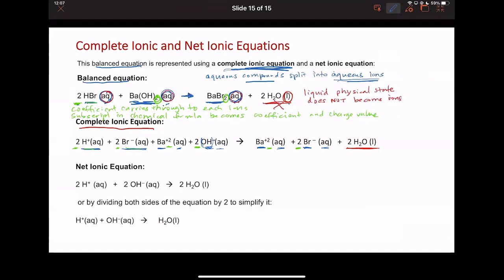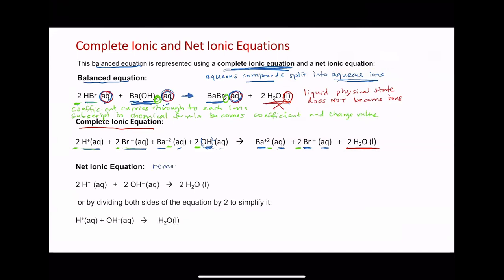Now, the net ionic equation is removing any spectator ions. So a spectator ion is the same on both sides. So that's both the reactant and product sides. And when I say same, it means exactly the same. You have to have the same chemical symbol. It has to have the same charge value. It has to have the same physical state, and it also has to have the same coefficient. It has to be exactly the same in order to cross them out.